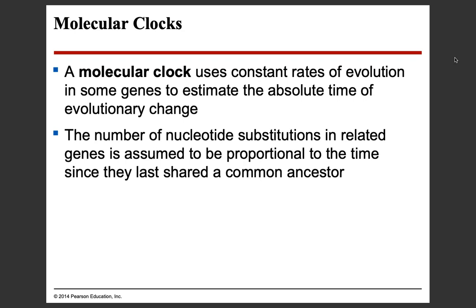Okay, so a molecular clock uses consistent rates of evolution in some genes to estimate the absolute time of evolutionary change. The number of nucleotide substitutions, so that's an A, T, C, or G substitution, where you replace one, in related genes is assumed to be proportional to the time since they last shared a common ancestor. So you can count the nucleotide substitutions and compare that to other organisms and try to figure out when they last shared a common ancestor that way, because it should be kind of proportional, for lack of a better word.